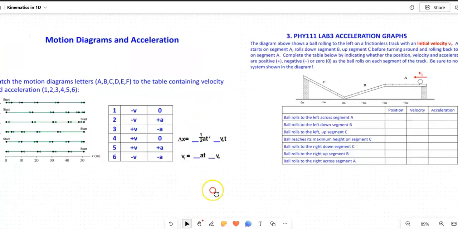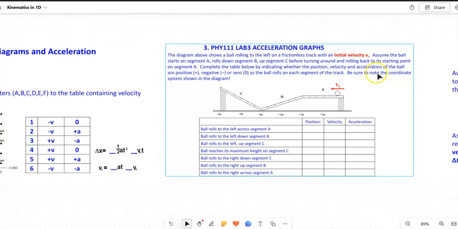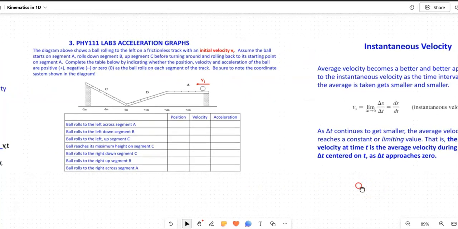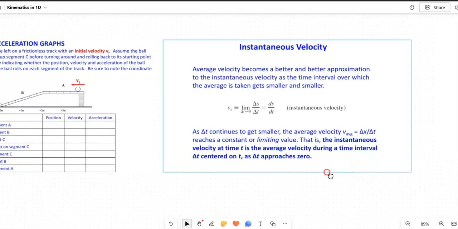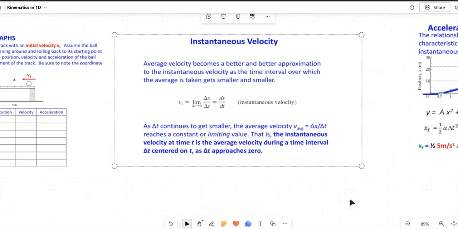So try that out. We also did a ball rolling down a ramp to the right and then rolling up another ramp to the right and then turning around and going back the other way. I would like you to try this. This ball is going to roll to the left across A, roll down B, and roll up C, come to a stop, come back down C, up B, and across to the right across A. So you're supposed to do position, velocity, and acceleration. So try reviewing those.